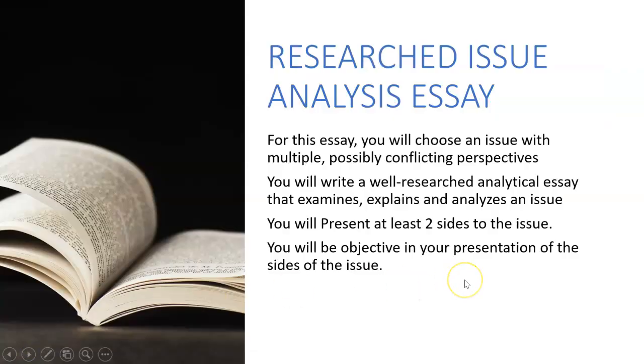All right. So this researched issue analysis essay, again, you're choosing an issue. We talked about an issue when we did the proposal. This is a topic that is unresolved. There are multiple, possibly conflicting perspectives on your issue, and all of you have chosen an issue. I've already looked at them, and I think you're all on the right track with this. And you're going to present at least 2 of those sides to the issue. You must be objective in your presentation of these viewpoints. This is not an argument paper.